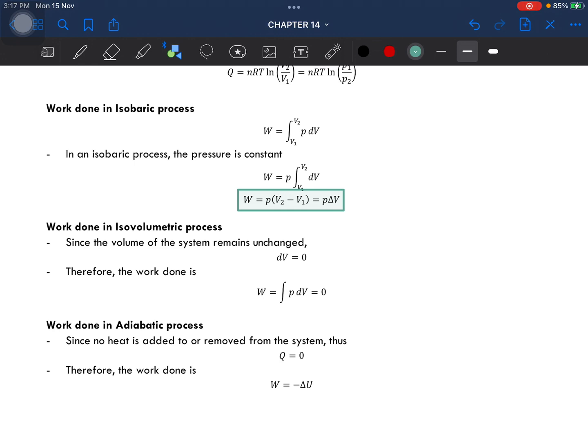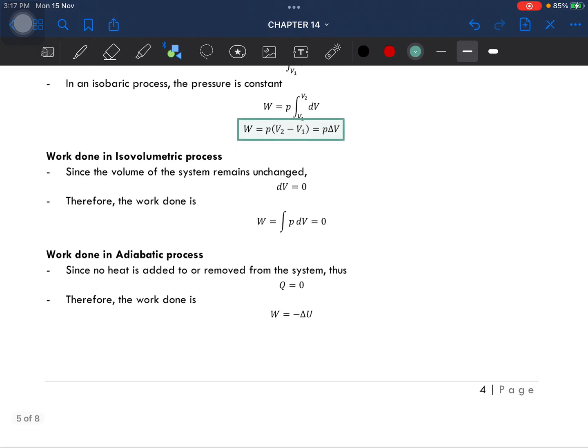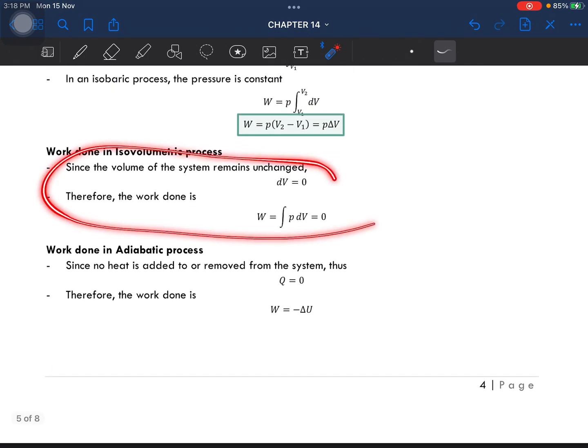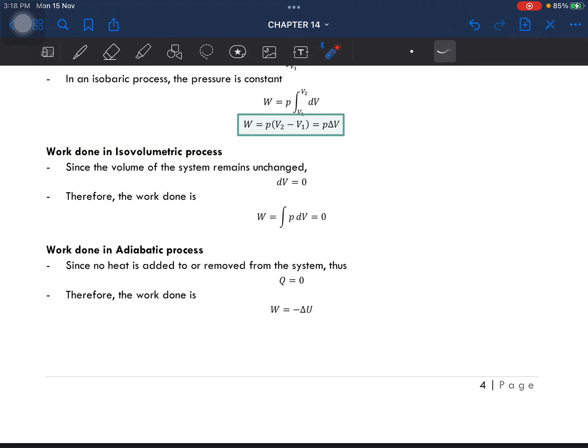Okay, alright, and then work done in isovolumetric process, since the volume of the system remains unchanged, dV is equal to 0 lah, so the work done will be equal to 0. Just remember that one. Sorry, isovolumetric is the one here. So work done for an isovolumetric process is equal to 0 lah, because there is no change in volume.